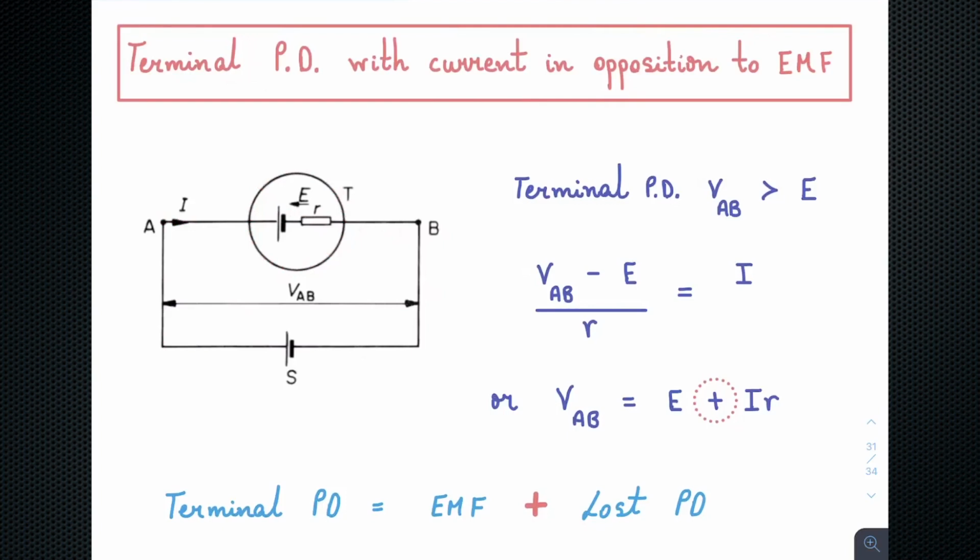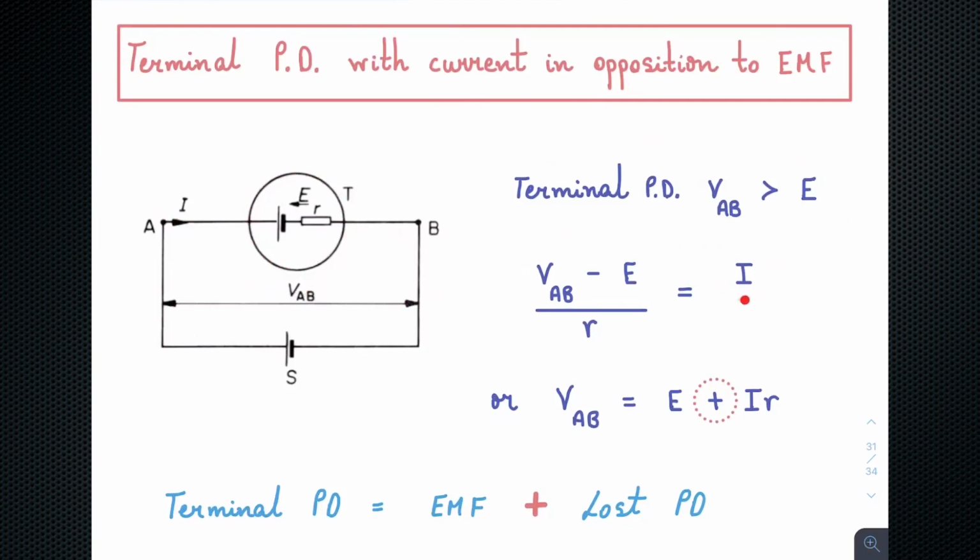So this shows that if VAB denotes the terminal PD across both batteries, so this is the terminal PD either across battery S, and it is the same as across battery T. However, since the current is flowing in this direction, then VAB must be greater than E, the EMF of battery T. So that is why we are stating this, that VAB is greater than E.